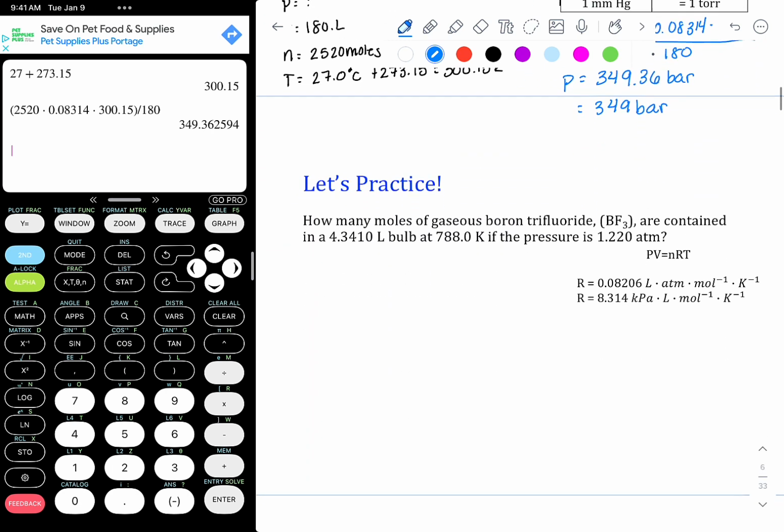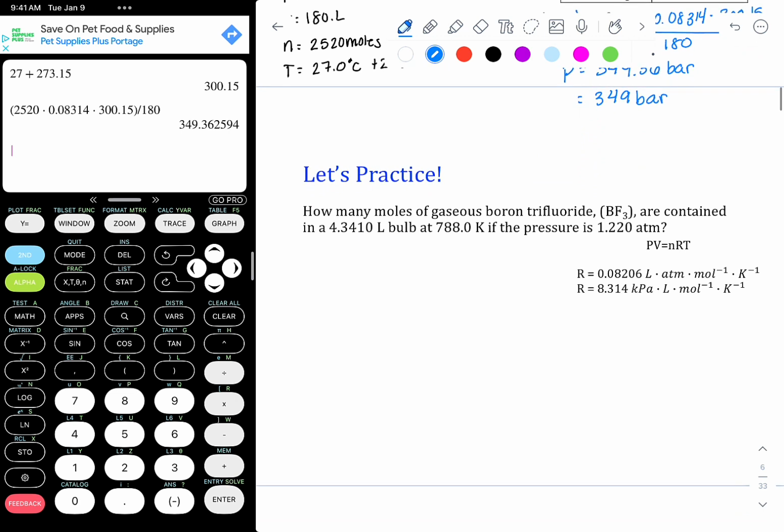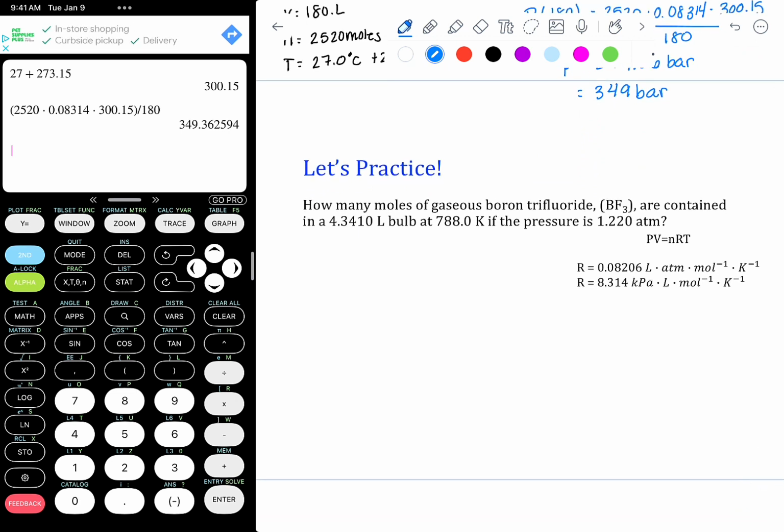Let's try another one. How many moles of gaseous boron trifluoride are contained in a 4.3410 liter bulb at 780 Kelvin if the pressure is 1.220 atm? Well, let's define our variables and see what conversions we need to do, if any. So we have first pressure, volume, moles, and temperature.